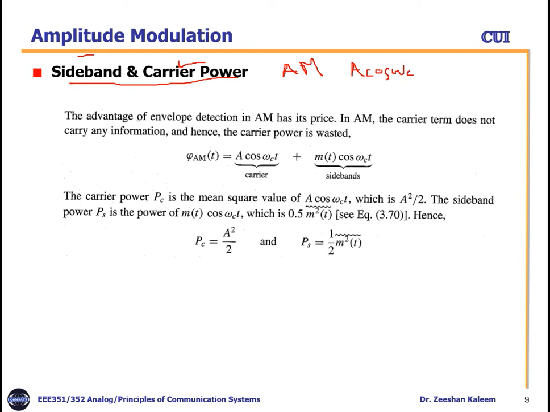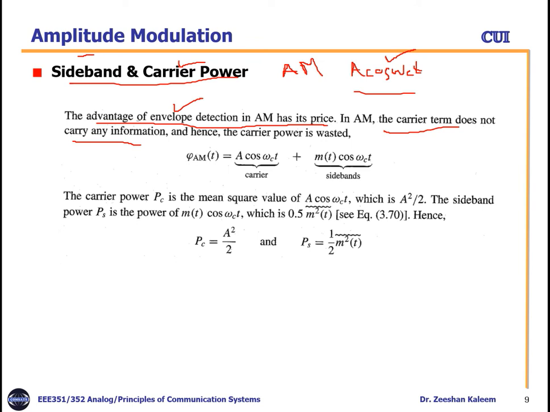So in this slide, we would like to see what the effect of the A cos omega ct is on our carrier signal, the modulated signal. The advantage of envelope detection in AM has its price. As I mentioned, envelope detection is the cheapest way to detect the signal, and it's easy, it has low complexity, so ultimately it has a low price. So in AM, the carrier term does not carry any information. We are transmitting the additional carrier A cos omega ct, but in reality it is not transmitting any data, so in other words it is wasting power.